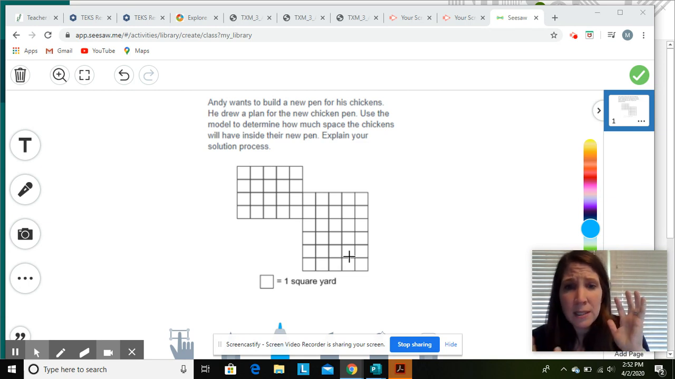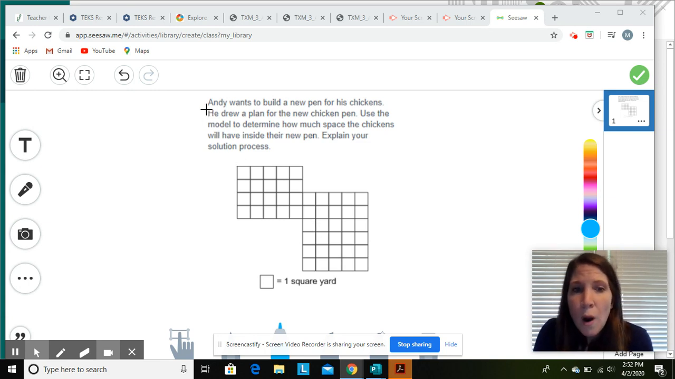This is how I start every math question. When I read that entire thing, I can tend to get a little confused. So I read the whole scenario, and then I go back and break it down, because in math, we need to break it down into smaller steps, and we need to do one thing at a time. If we go back up there, who are we even talking about? This scenario we're talking about Andy. What does Andy want to do? Andy wants to build a new pen for his chickens.